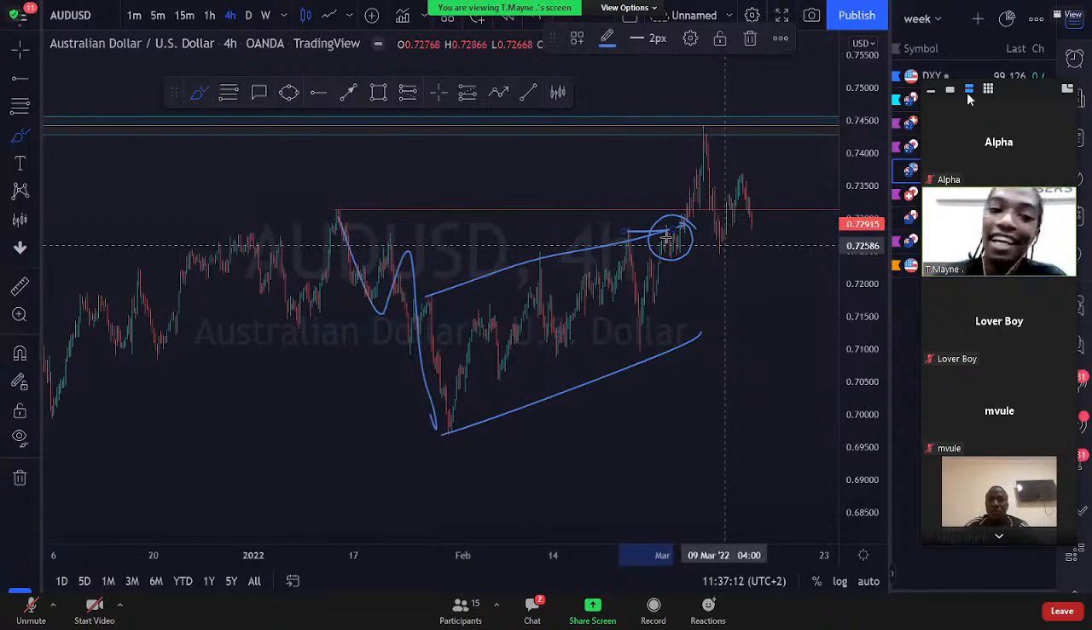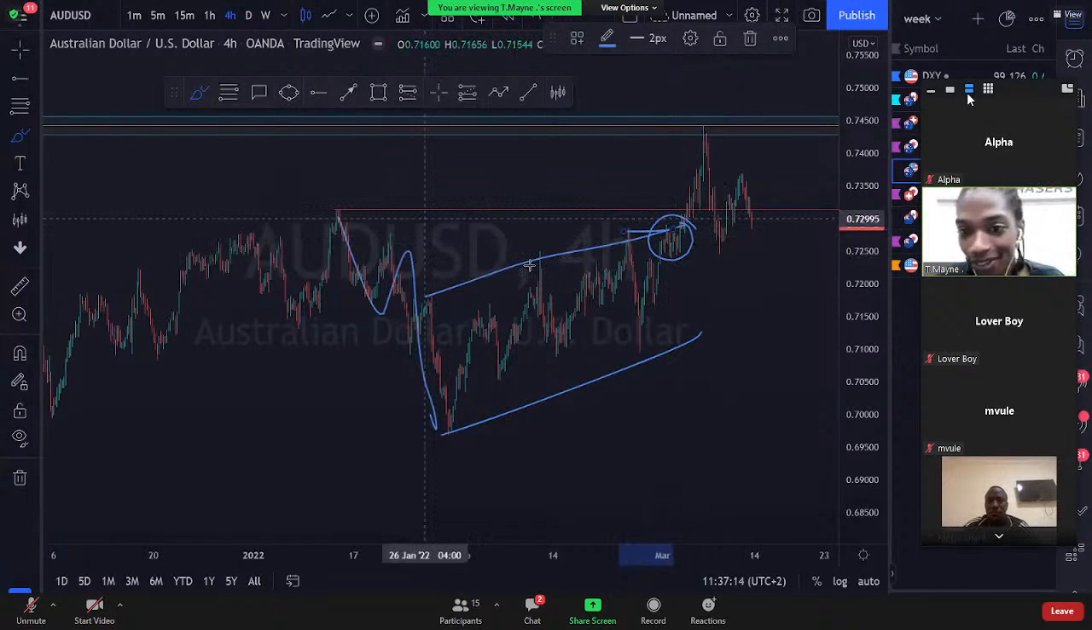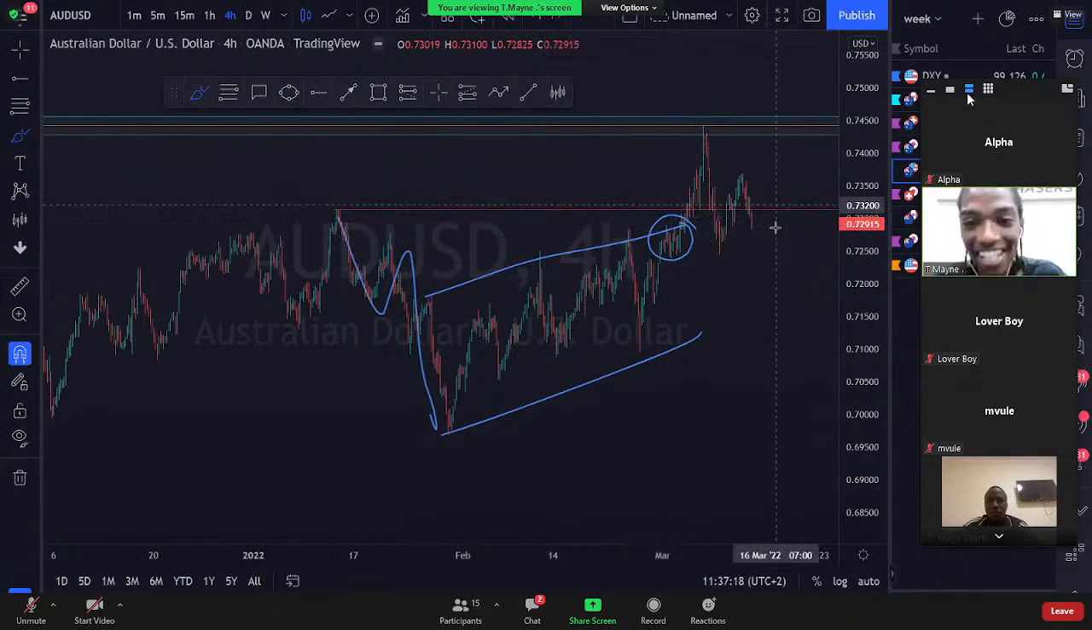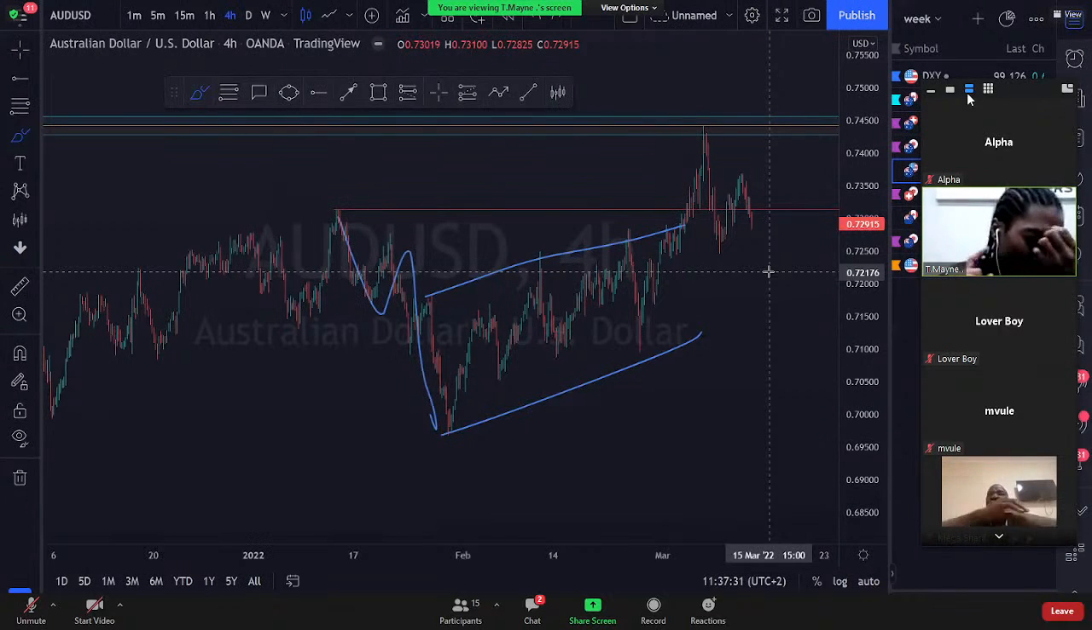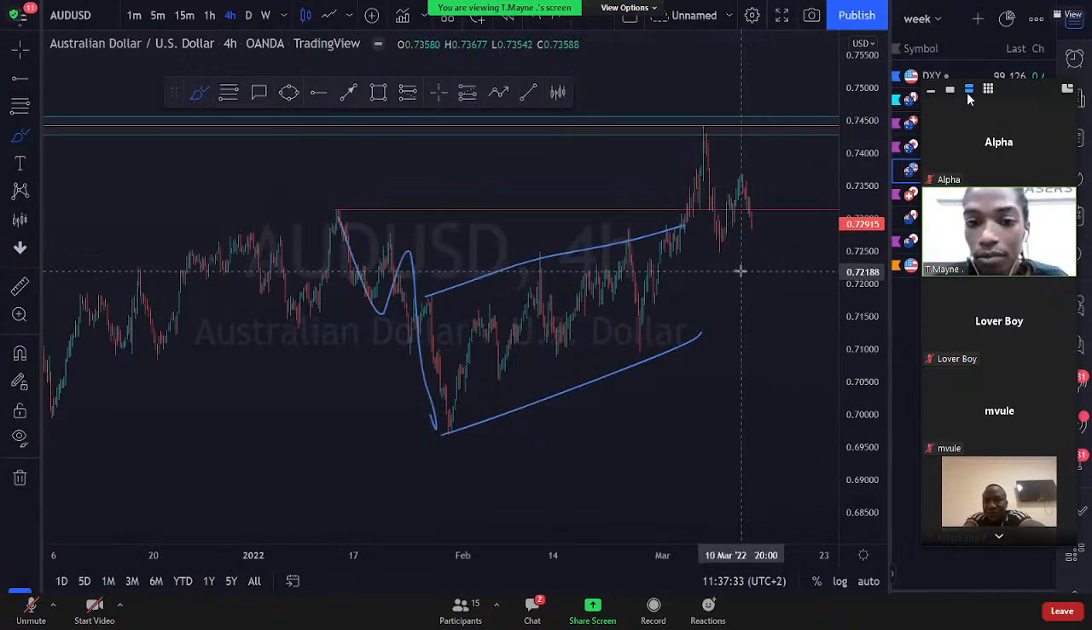I didn't find any entry confirmation on AU. AU just wasn't clear enough. That's why we were choosing to sell other pairs. I think we sold Aussie Swiss franc over the course of last week, and I think we also sold AJ. AUD CAD, I don't remember if it was last week or the week before that. But yes, we chose to sell the other pairs and not AUD USD.